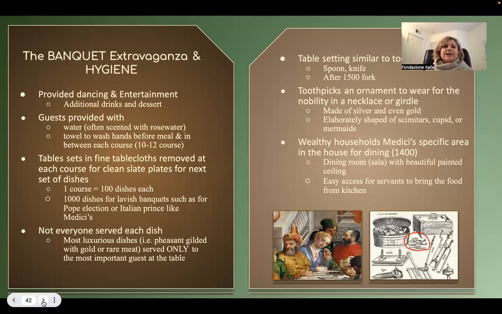Also around this time, the dining room is born. So around 1500, in the 1400s, an area of the house is designated for dining, a dining room, sala in Italian. The ceilings and the walls are beautifully decorated, and it is located in an area that makes it easy for the servants to go back and forth from the kitchen.